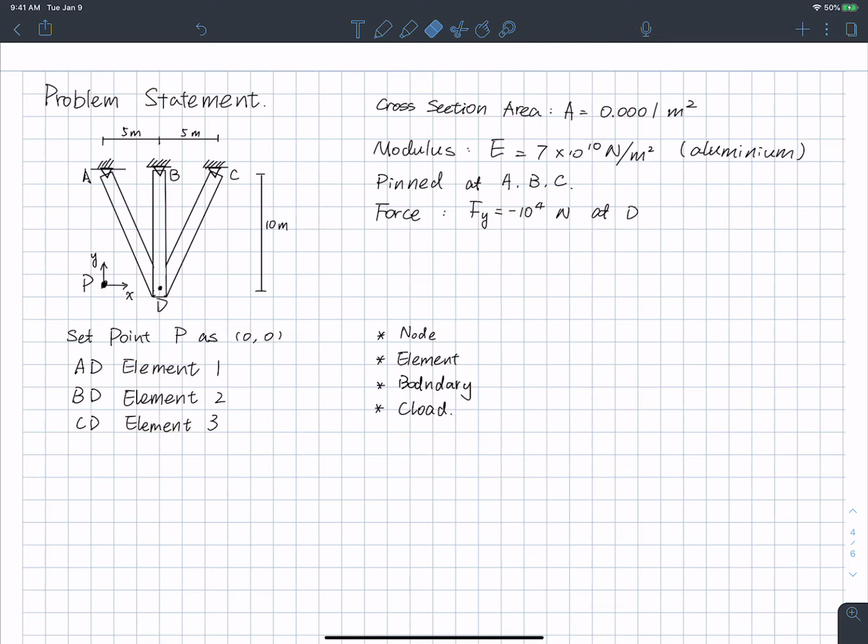When you're looking at this problem, you want to think about what you actually need to change in the input file. We kept the same cross-section area, and we kept the same modulus. So you need to change the node, the element, the boundary conditions, and the load condition. So now I would like you to pause this video and try to write out how you're going to change the input file and then change it in your own input file.